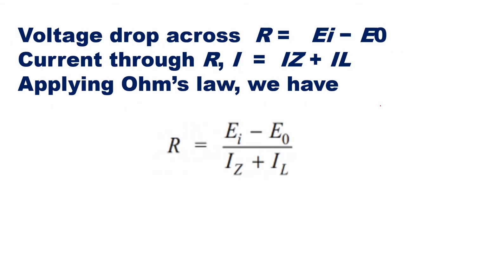The voltage drop across R, the initial resistor, is EI minus E naught, that is the input voltage minus the output voltage. The current through R, I, is equal to IZ plus IL, as we have seen, and applying Ohm's law we can get the value of R. R is equal to EI minus E naught, input voltage minus output voltage, divided by Zener current plus load current. This is the equation you can get from the circuit.